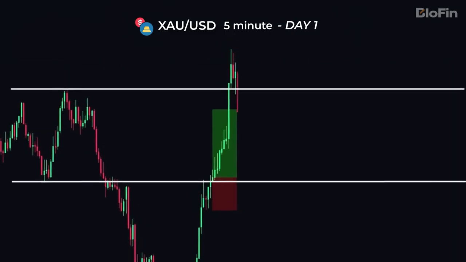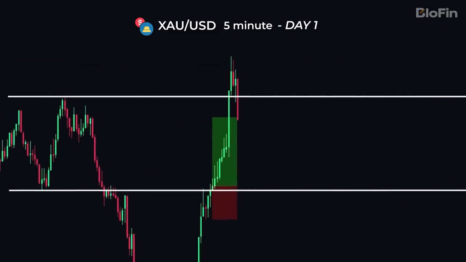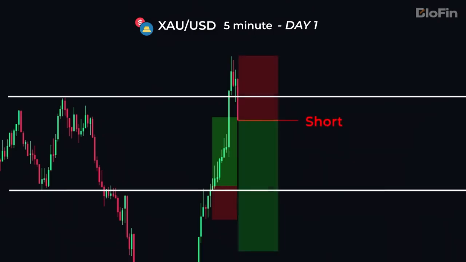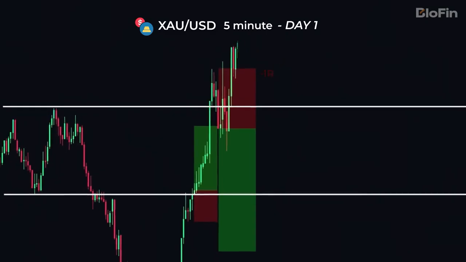Shortly after, price broke above the range high but closed back inside, so this is a short entry. Stop loss at the highs, take profit at 2 times risk. Here, price hits the stop loss, so that's a 1R loss.